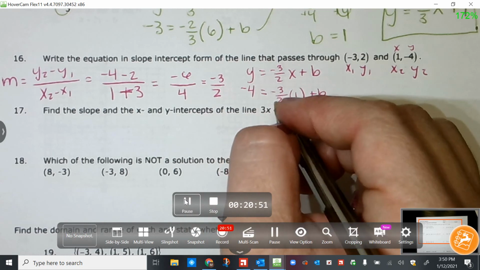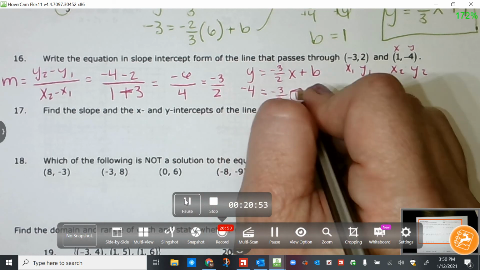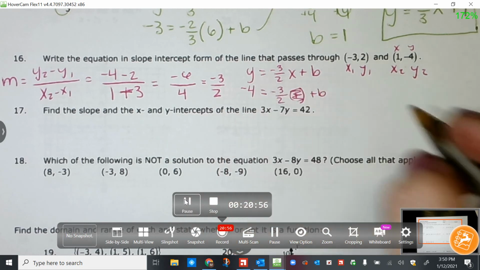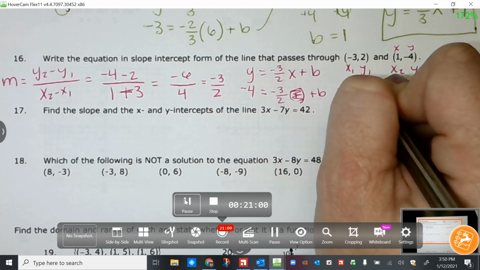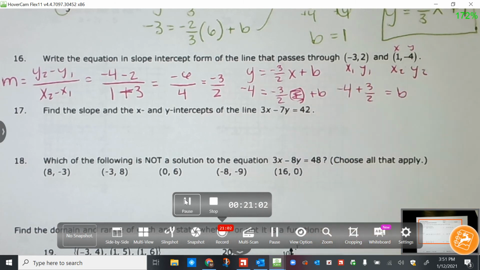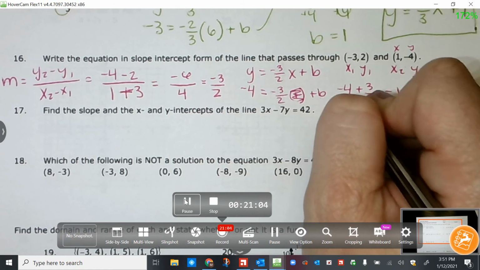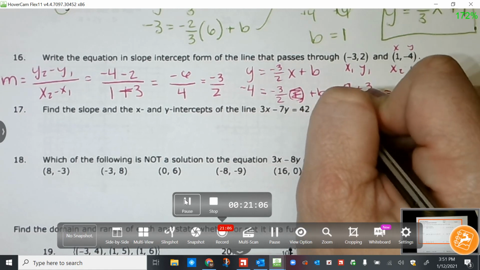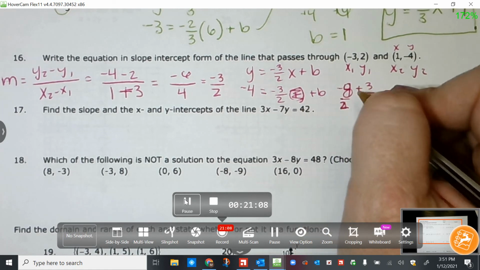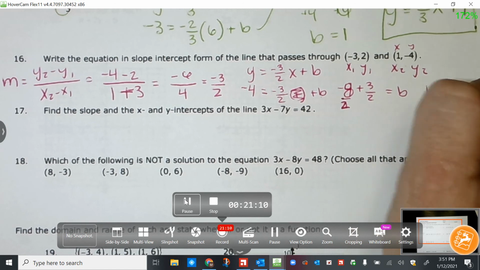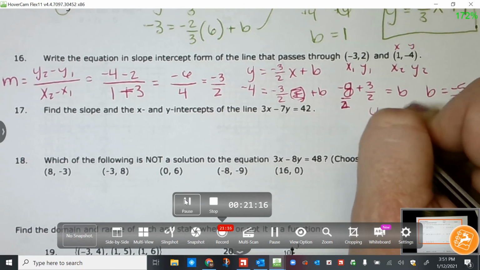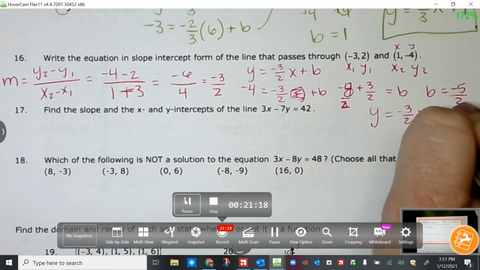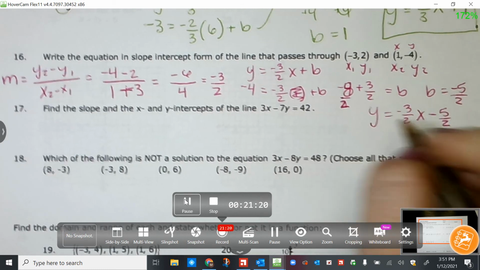Anything times 1 is itself. So I'm going to add 3 over 2 to both sides. So I have negative 4 plus 3 over 2 equals b. Now I need this over 2, so this would be 8 over 2. So b equals negative 5 over 2. So my equation is going to be y equals negative 3 over 2 x minus 5 over 2.